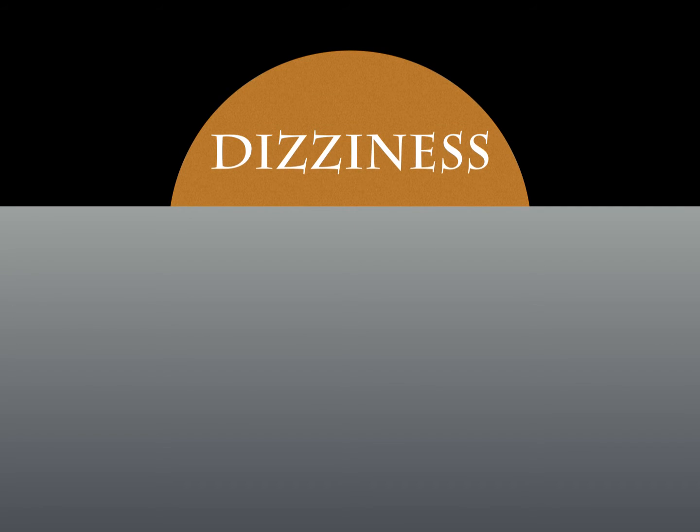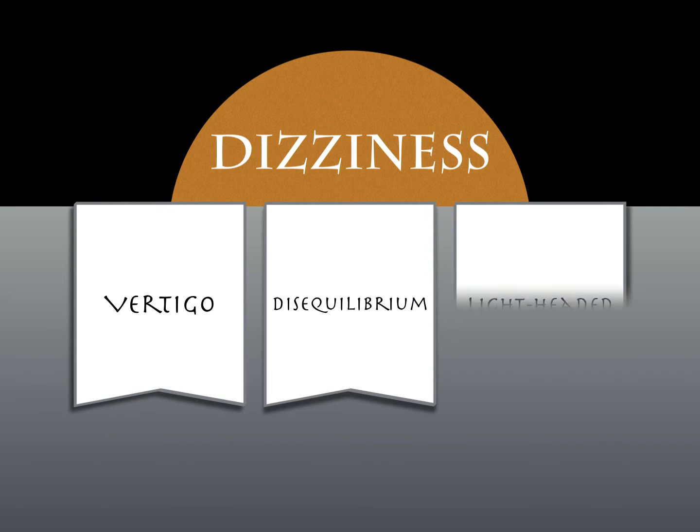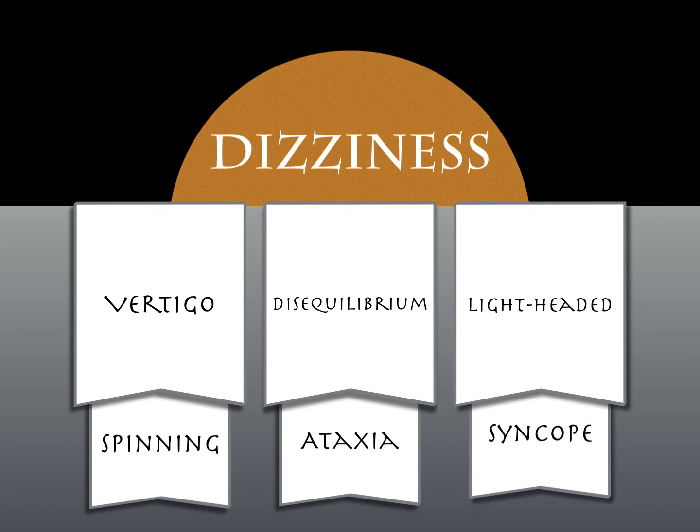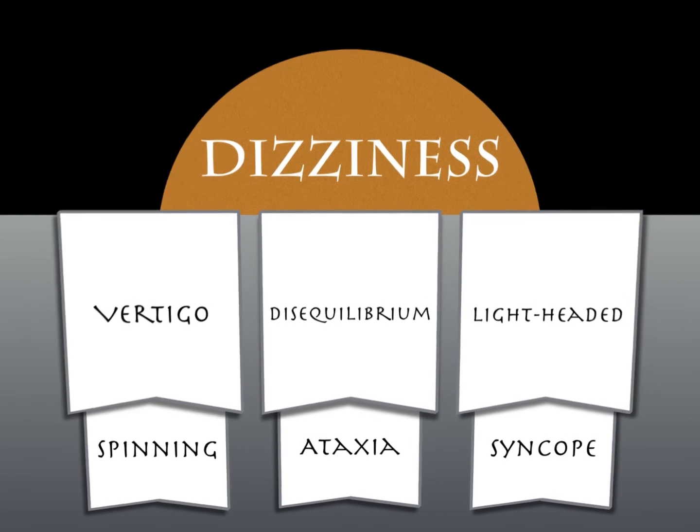So when they say dizziness, people may mean vertigo, they may mean disequilibrium, or maybe lightheadedness. So think of vertigo as spinning, disequilibrium is ataxia or imbalance, and lightheadedness is near syncope or syncope. I feel like I'm going to pass out.